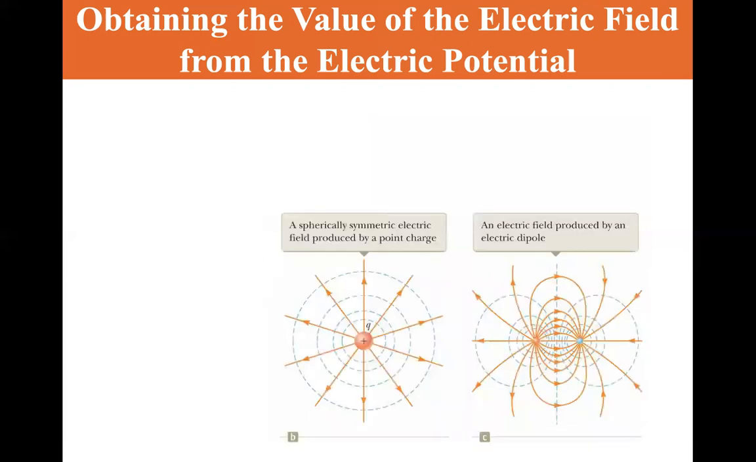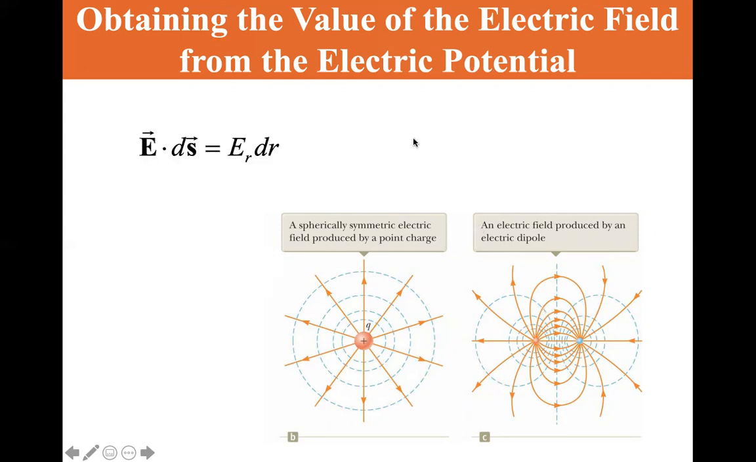Okay, so here we have a spherically symmetric electric field produced by a point charge. And you can see here's the point charge. You can see the electric field lines going out radially, and you can see the equipotential surfaces surround it. Now here's an electric field produced by an electric dipole. You have the positive, you have the negative. The electric field is emanating from the positive and going into the negative. And you can see that the equipotential surfaces follow the field lines, and that at every point they're perpendicular.